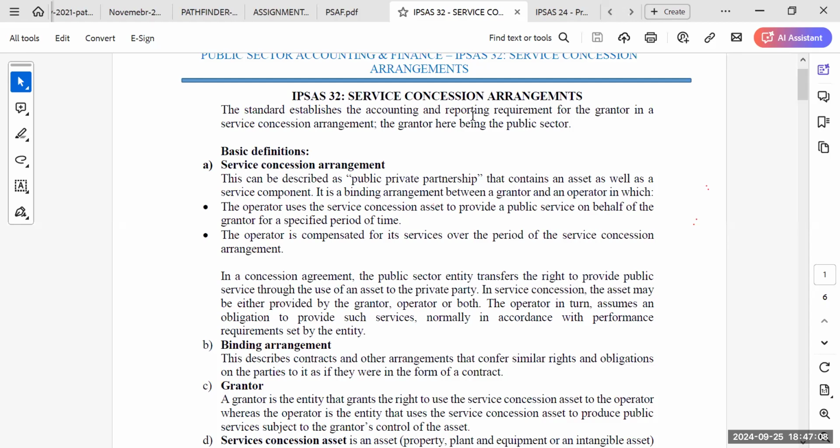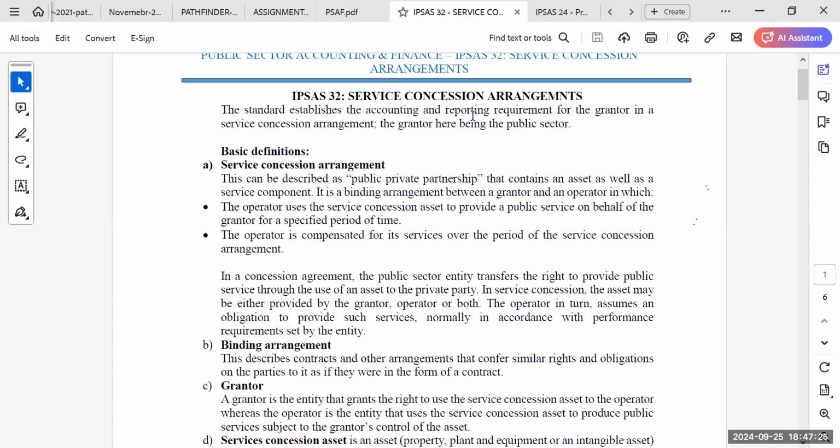But we realized that the deal was a family deal. Okay. The operator is compensated for each service over the period of the service concession arrangement. So the government will either pay him, or the government will allow that particular operator to charge a fee to recoup whatever investment they are making.